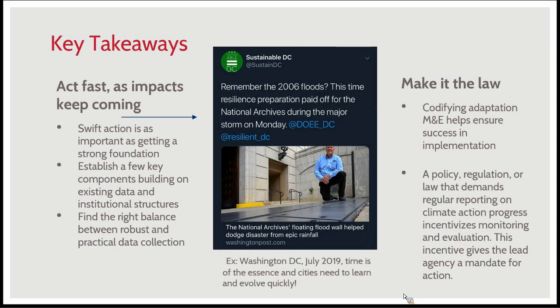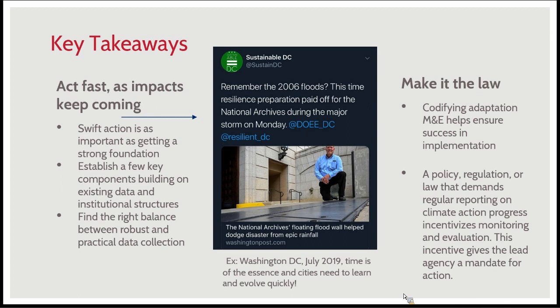So next slide, that brings me to the key takeaways that we came to from the literature review. One of the things that we saw, and I think is most important, is that cities really need to act fast. As I was making these slides, the flooding in DC happened a couple of weeks ago. I don't know if it affected any of you, but I saw this tweet about the National Archives, and it really resonated with me as I was thinking this through, that it's really important to act fast.